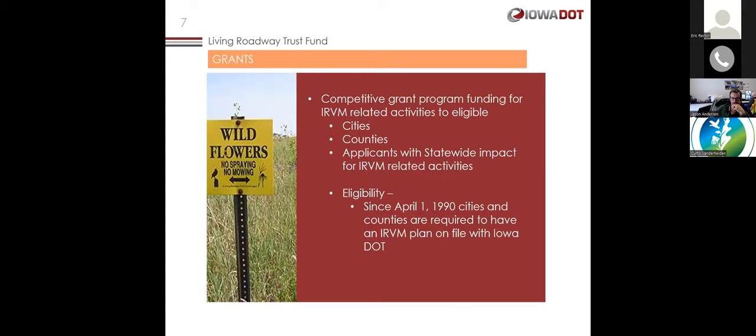And then, as mentioned, LRTF funds a competitive annual grant program for cities, counties, and statewide applicants. And as of April 1st, 1990, Iowa Code updated the eligibility requirements so that a city or county is not eligible to receive monies from Living Roadway Trust Fund unless that city or county has an RVM plan on file with the Iowa DOT.